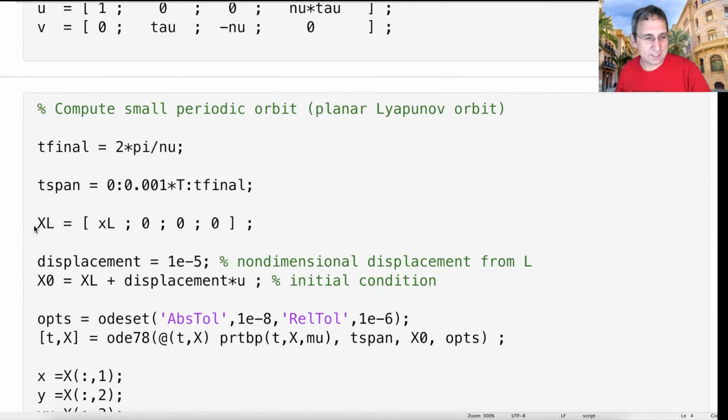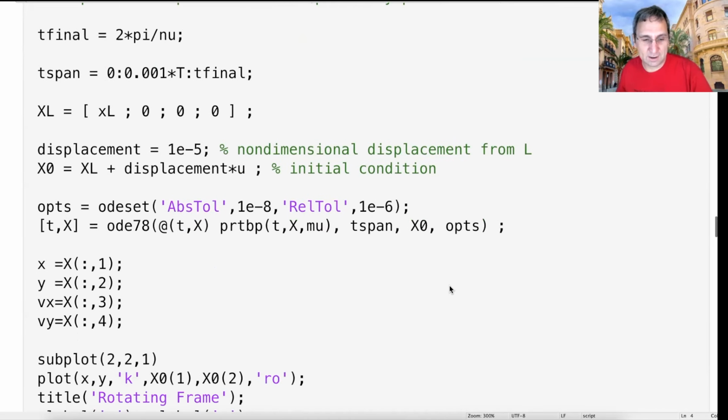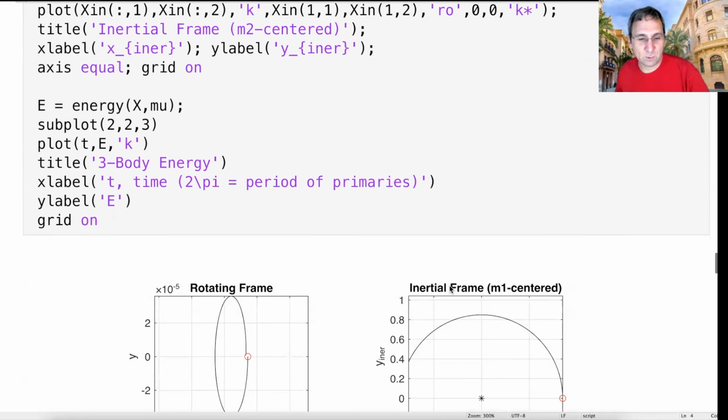So this capital XL is the Lagrange point, but written as a four-dimensional vector. So it's at the location XL, and then everything else is 0. And then I'm doing a non-dimensional displacement of 10 to the negative 5. So my initial condition, X0, is XL plus this displacement times this vector U. So this initial condition should be only in the oscillatory part of the local phase space. And then I do all of the same stuff, integrate, plot, and what do we get?